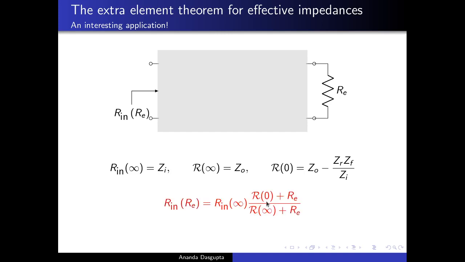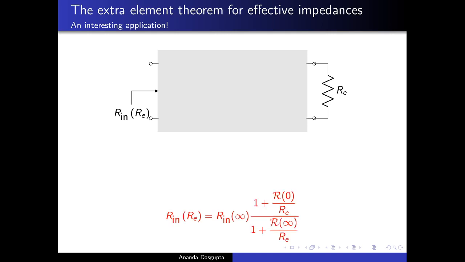this nice result. So this is the final result for the extra element theorem, that you can figure out the input resistance as a function of the extra element resistance if you know these three quantities: Rin infinity, curly R0 and curly R infinity. And another slightly different way of writing the same expression is this one. You just divide the numerator and denominator of the expression by Re and you write it in this form.